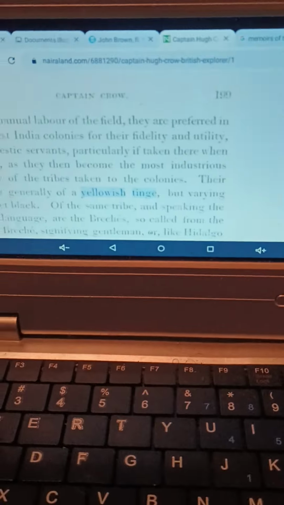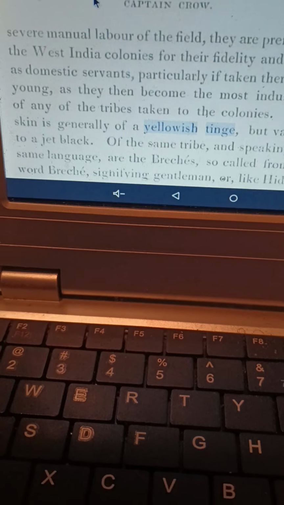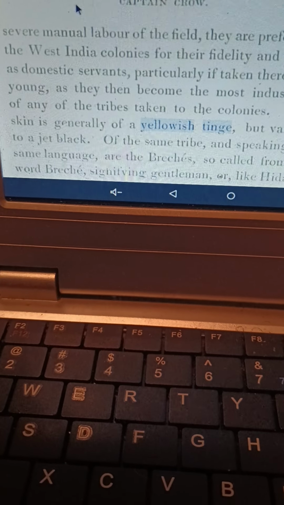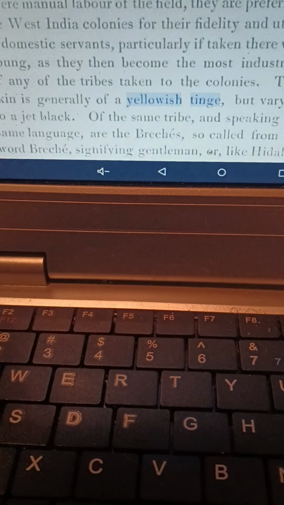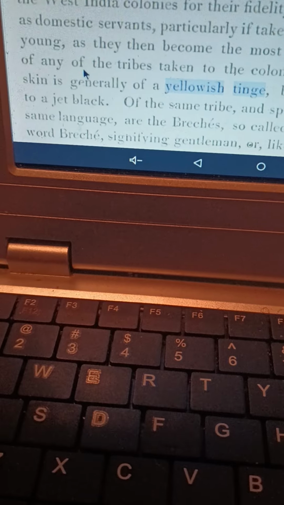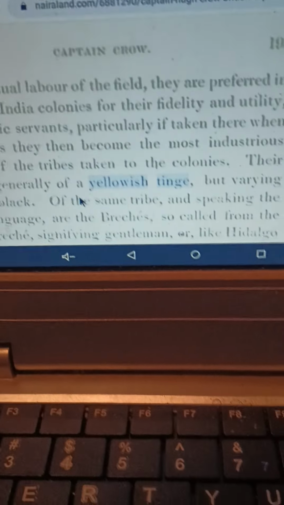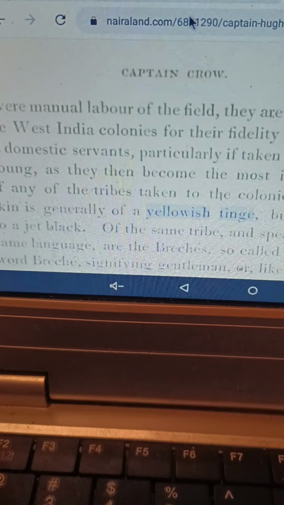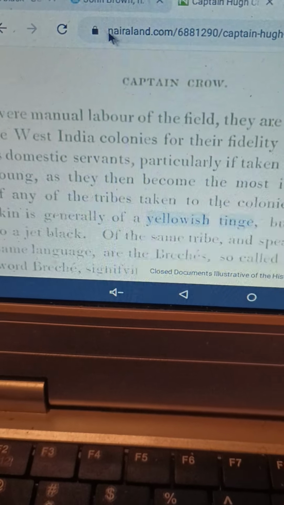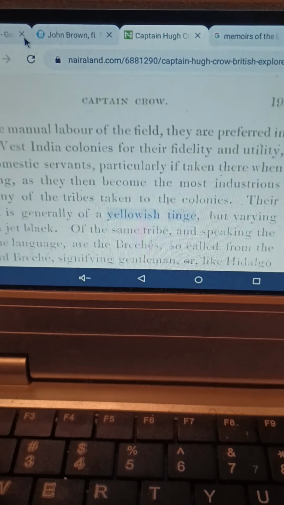So we see already one from Virginia being described as yellowish. We see one from Virginia being described as very black. And we see this saying that they are generally of a yellowish tinge, but varying to a jet black. Now, if this was something that was noted amongst people who can be shown to be ancestors of African Americans, then what exactly is the normal skin tone of an African American person.